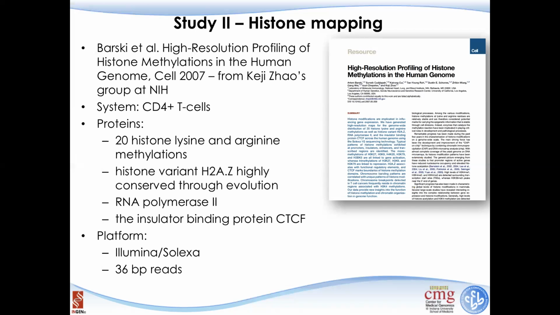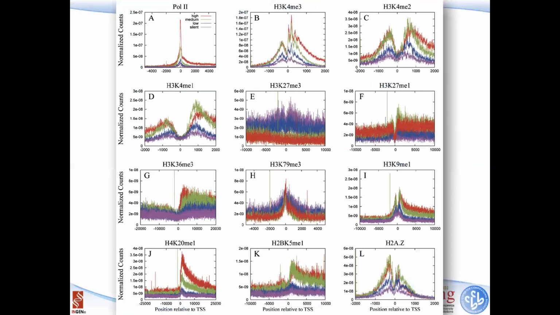CTCF, we already saw in a previous example, where they used ATAC-seq to identify CTCF and its motif. Why is CTCF important? When you do research in the future, you will know CTCF is an insulator binding protein. It may separate regions into insulator or enhancer, which is very interesting. The platform they used was Illumina in 2007, with 36 base pair reads. This is the pattern they got for each one, and I want to show just a few examples.